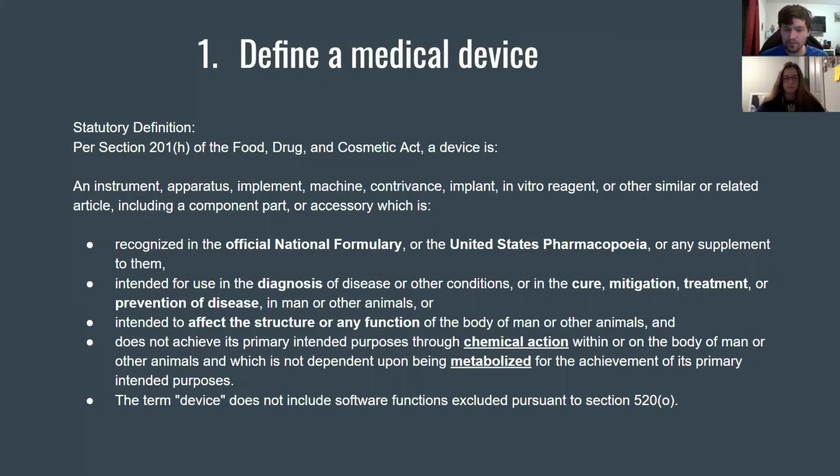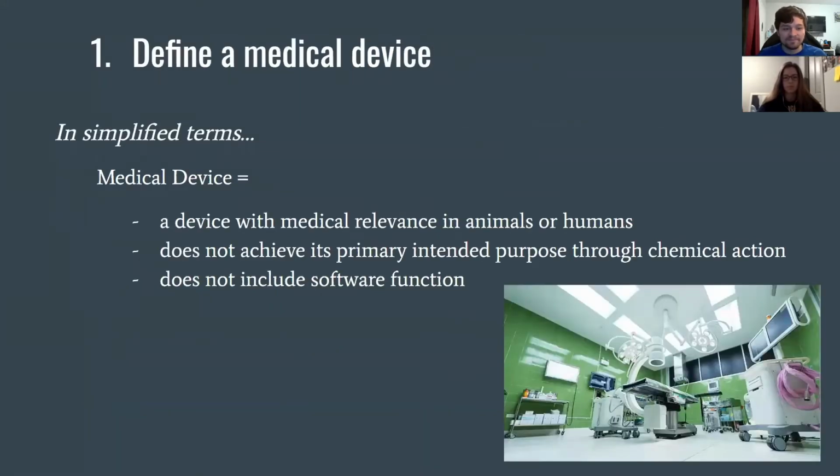Its intended effect really does involve the structure and function of the body of man or animals, but for its own primary intended purpose, it cannot be achieved through chemical action or be dependent on being metabolized for its overall effect. The term device does not include software functions, excluded pursuant to Section 520, but this is a lot in terms of statutory definition, so to simplify things.